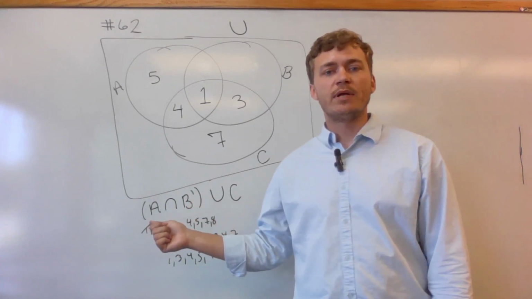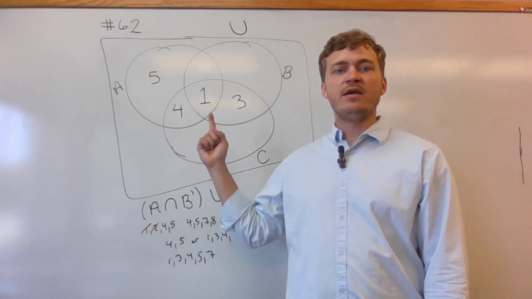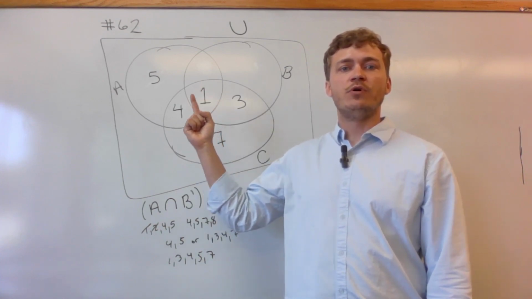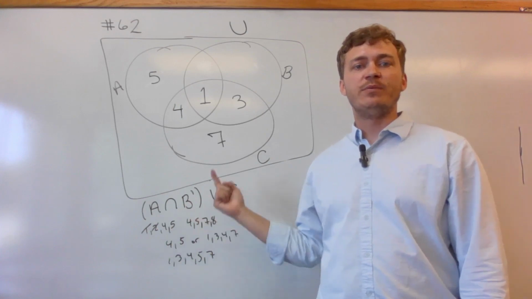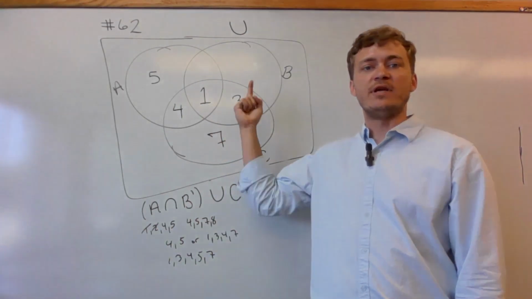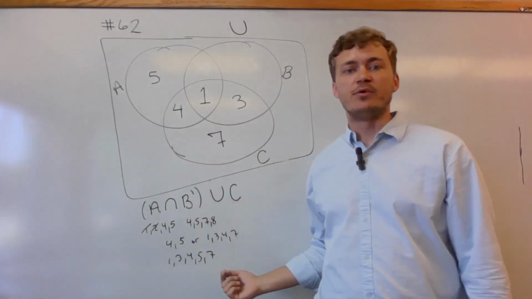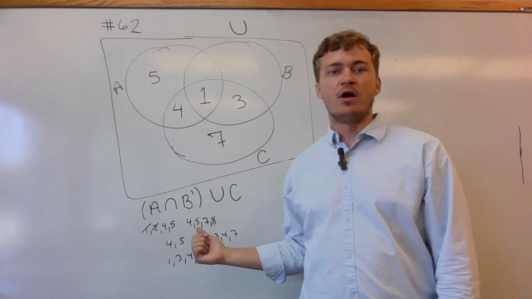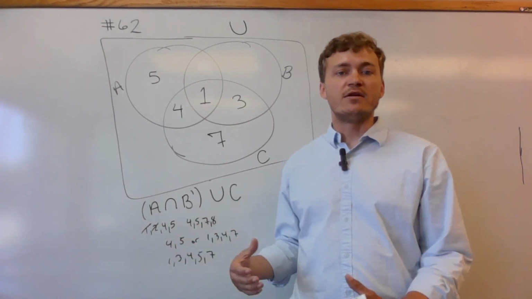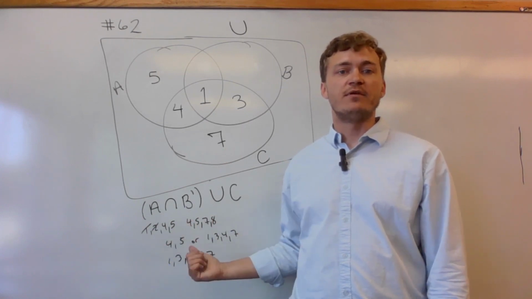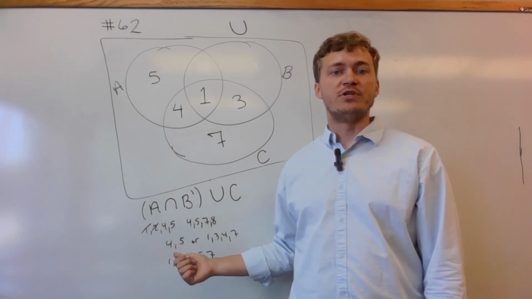Well, let's determine again, what are the regions for A? It's 1, 2, 4, and 5. So I'll list out those regions for A. If region B has 1, 2, 3, and 6, I'm going to write out those other numbers for B complement, right? The numbers 4, 5, 7, and 8. So where do they intersect? Which ones are the same? Well, it's 4 and 5. So A intersect B complement are regions 4 and 5.